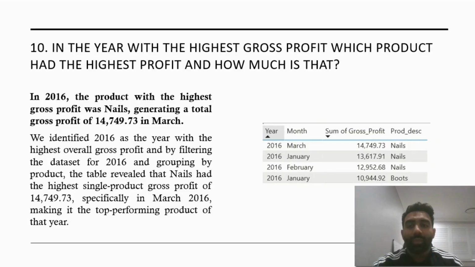Moving forward to question number 10: in the year with the highest gross profit, which product had the highest profit and how much is that? According to the dataset, in 2016 the product with the highest gross profit was nails, generating a total gross profit of 14,749.73 in March. We identified 2016 as the year with the highest overall gross profit, and by filtering the dataset for 2016 and grouping by product, the table revealed that nails had the highest single product gross profit of 14,749, making it the top performing product of that year.